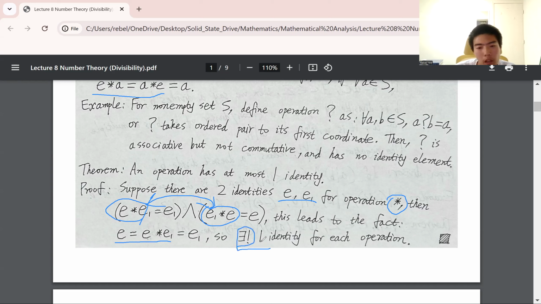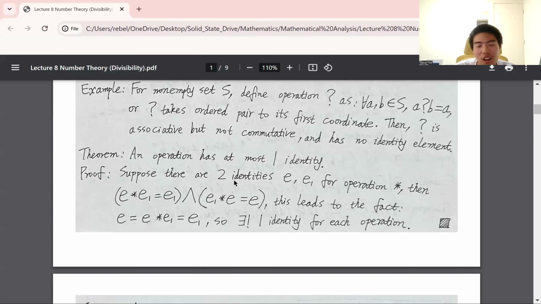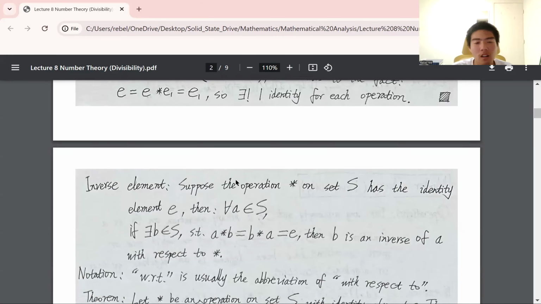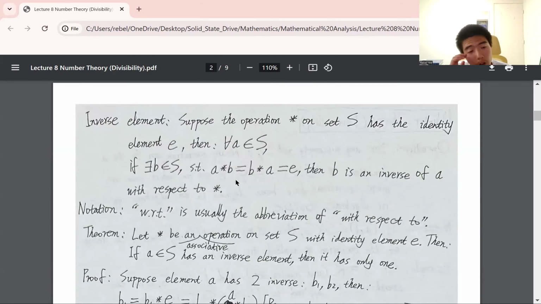But this statement might not be complete, because it's at most; it doesn't ensure it has one. In the example before, we said some operation, like the question mark, doesn't have an identity element. But if an operation has an identity element, we can then talk about inverse elements.